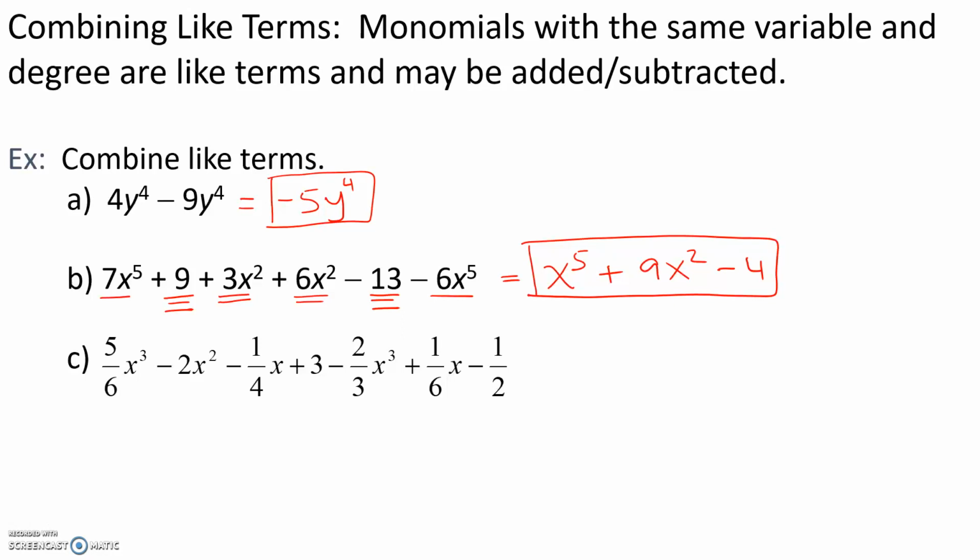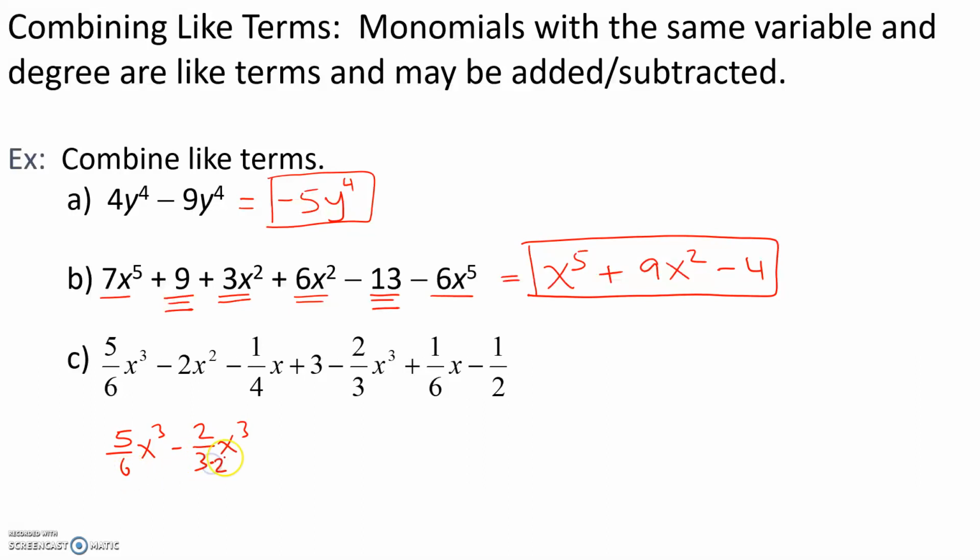Let's combine like terms. We have 5 over 6x cubed minus 2x squared minus 1 over 4x plus 3 minus 2/3 x cubed plus 1 over 6x minus 1/2. Let's start with the highest degree. The highest degree is 5 over 6x cubed minus 2 over 3x cubed. So we have 5 over 6x cubed minus 2 over 3x cubed. We will need to subtract the coefficients 5 over 6 minus 2 over 3. Since these are unlike denominators, we need to get a common denominator. In order to get a common denominator, we can rewrite 2 over 3 using a denominator of 6.